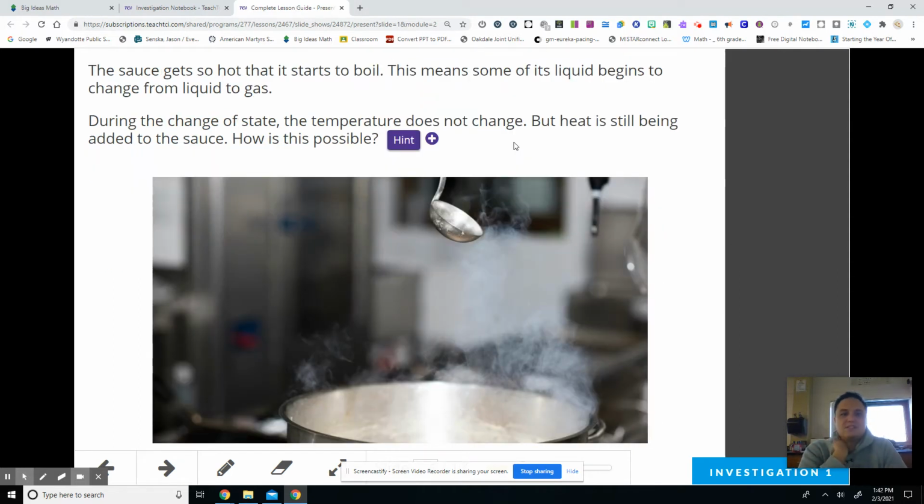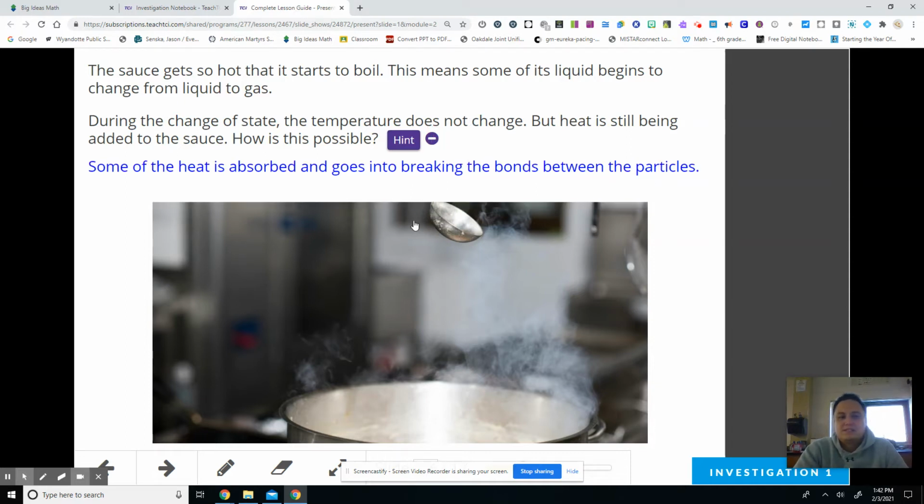Okay, the sauce gets so hot that it starts to boil. This means some of its liquid begins to change from liquid to gas. During the change of state, the temperature does not change, but the heat is still being added to the sauce. How is this possible? Well, some of the heat is absorbed and goes into breaking the bonds between the particles. So for instance, when you're boiling water, you have H2O, two hydrogen, one oxygen.